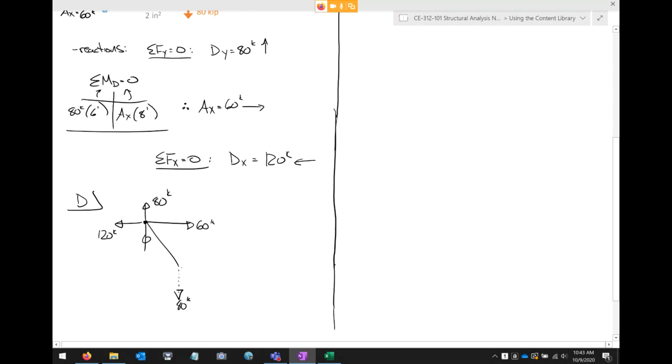And what about the diagonal? What about the horizontal component? Well, I've got 120 to the left. I got 60 going to the right. I need another 60 going to the right. And on top of that, that member's at a 3-to-4 slope ratio. And 60 to 80 meets the requirements of a 3-to-4 slope ratio. So therefore, member BD is the square root of 60 kips squared plus 80 kips squared, or 100 kips in tension. Boom. I've got the entire truss solved.